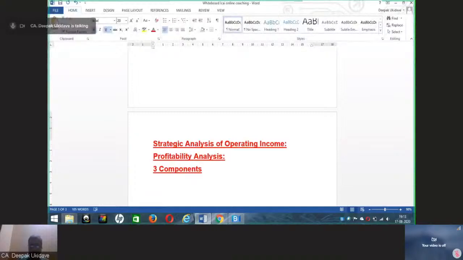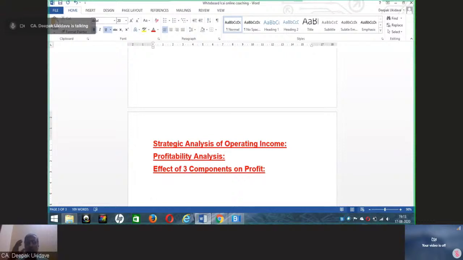Impact of three components. I will say three components effect. Effect or impact of three components. Effect of three components on operating income or on profit. On profit. You must get some time to digest, to register in your mind. That is why I am highlighting this.